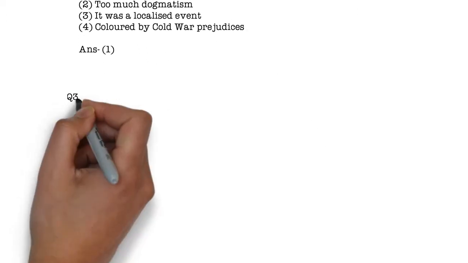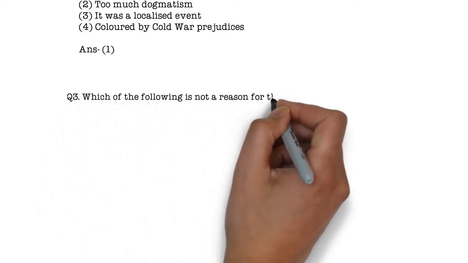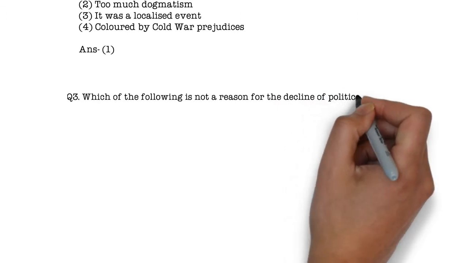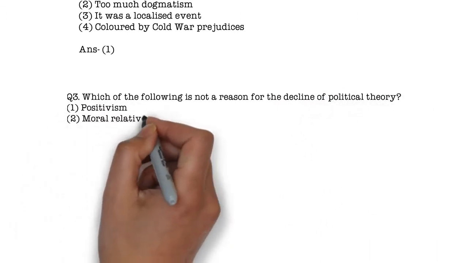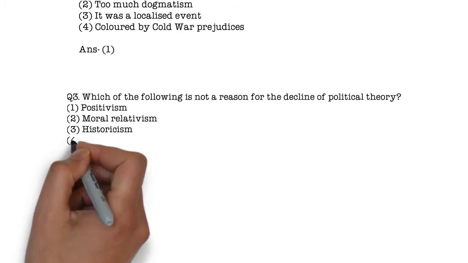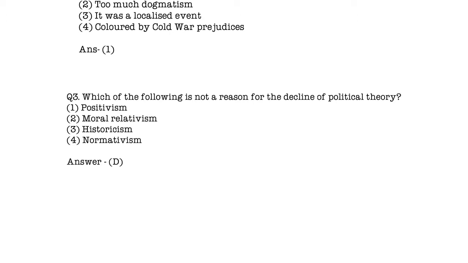Question number 3. Which of the following is not a reason for the decline of political theory? Options are positivism, moral relativism, historicism, and normativism. Here the answer is number 4, normativism.